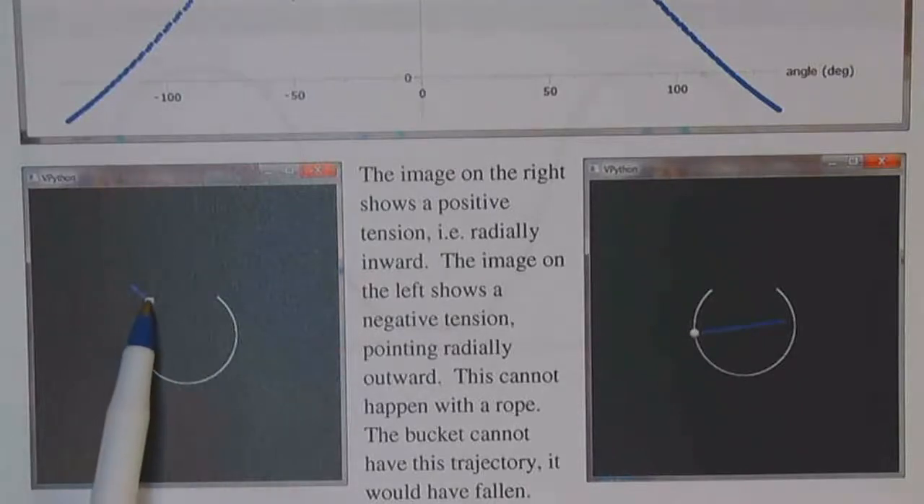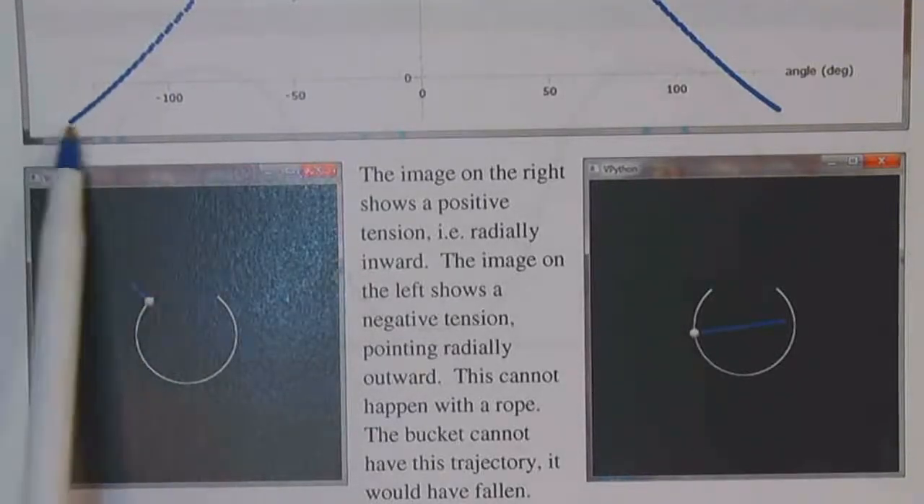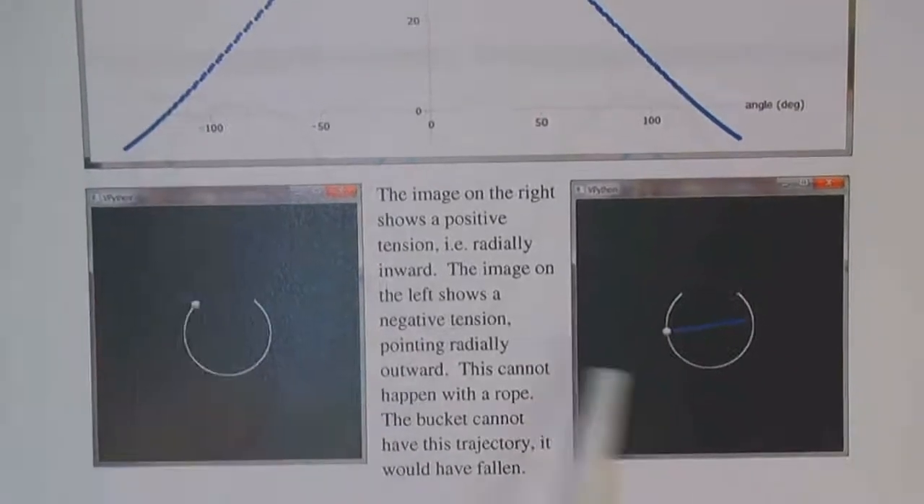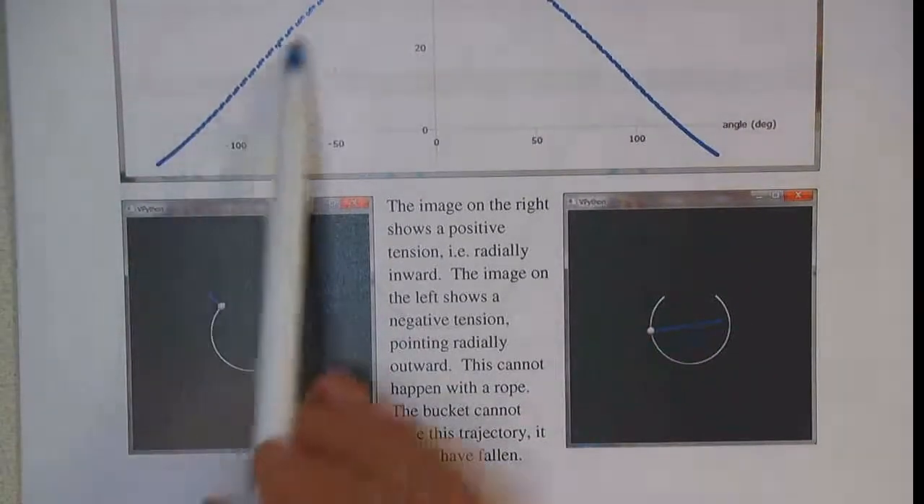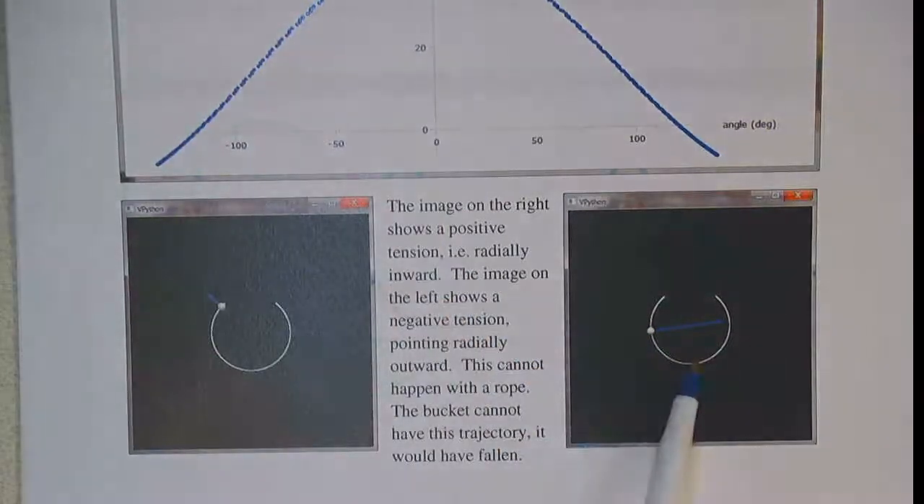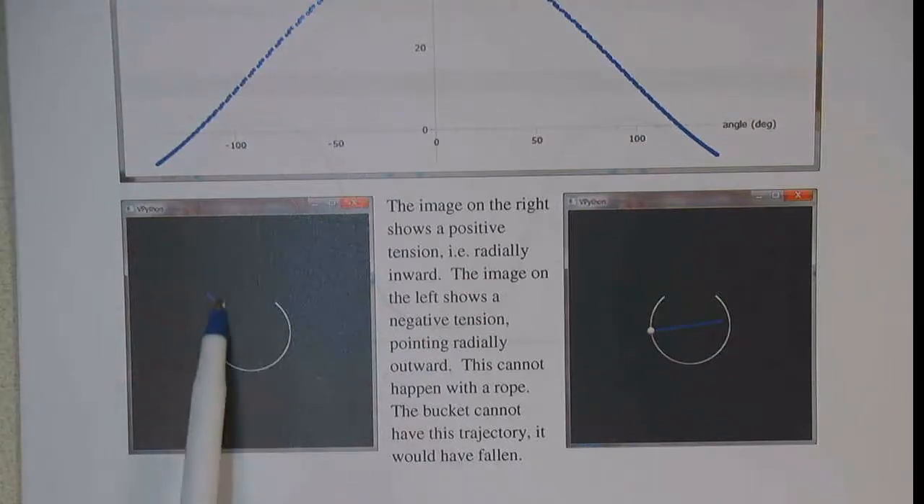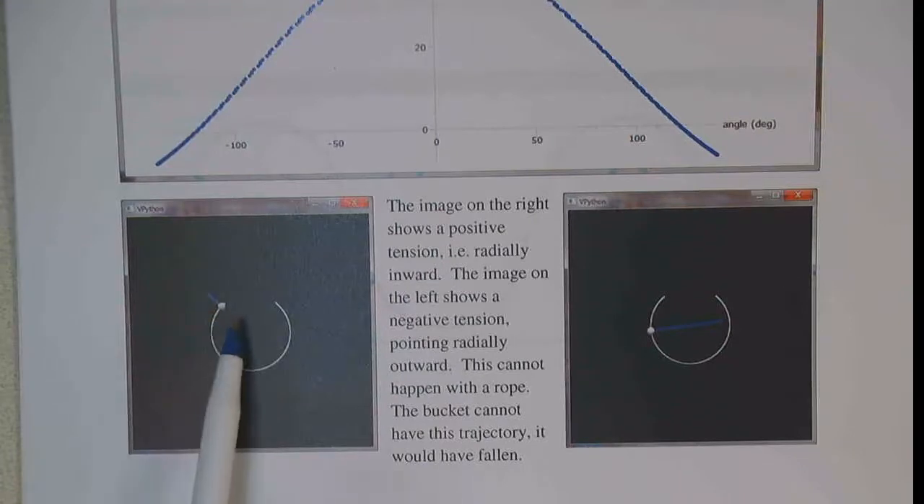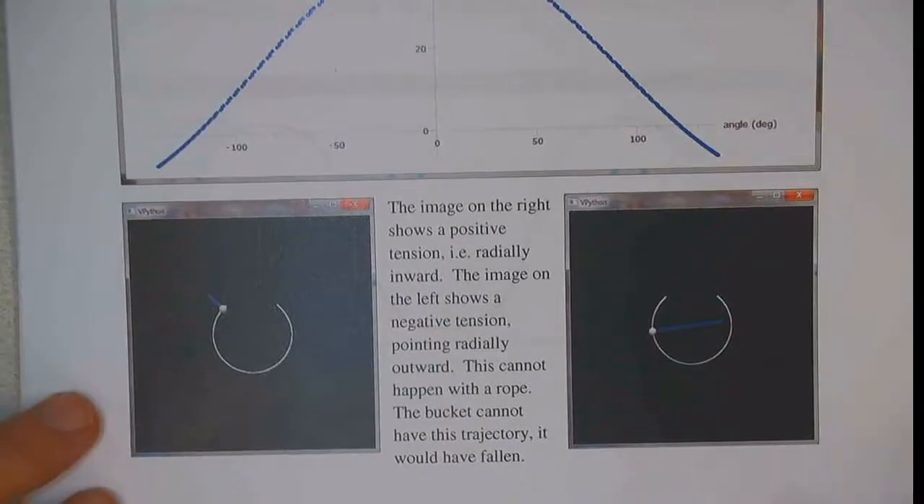So the tension points radially outward in these regions where it's negative, and then it is radially inward for the rest of the trajectory and becomes 4 times the weight down at the bottom. So if we now replace the rope with our arm or a stick, we could actually have this motion, but sometimes we would not only be pulling in on the bucket, we'd have to be pushing out.